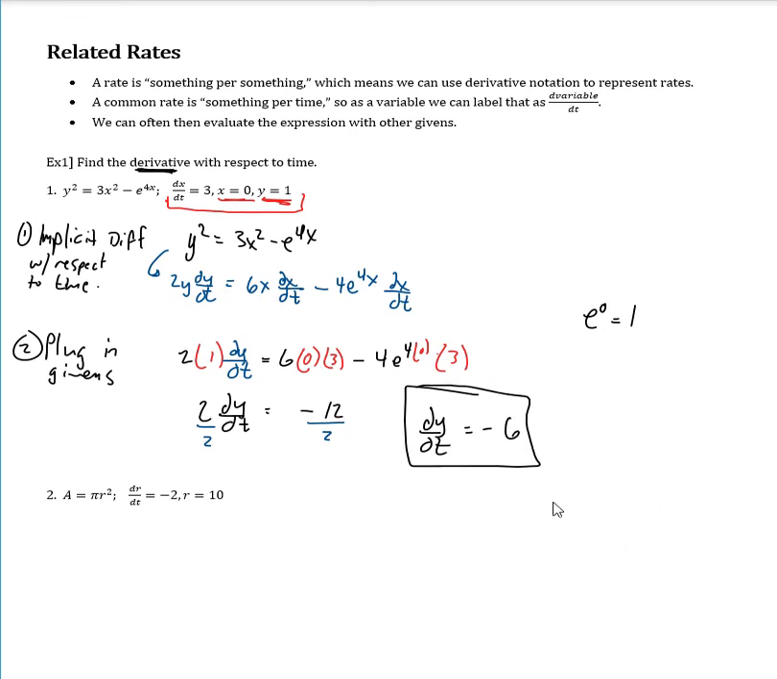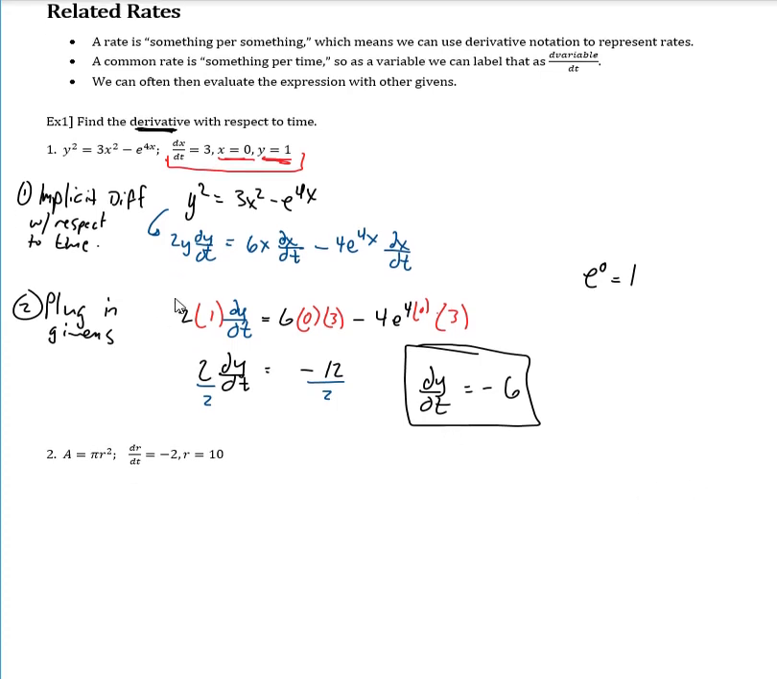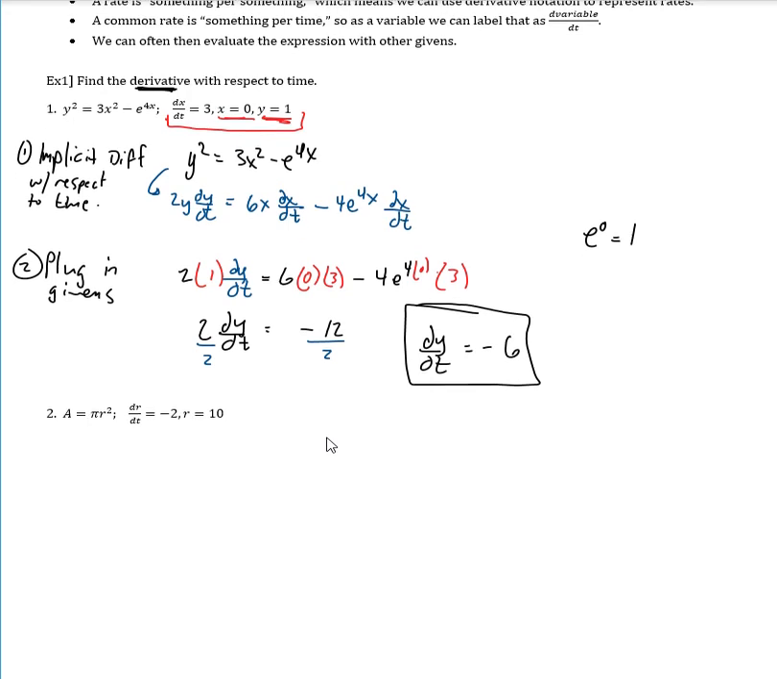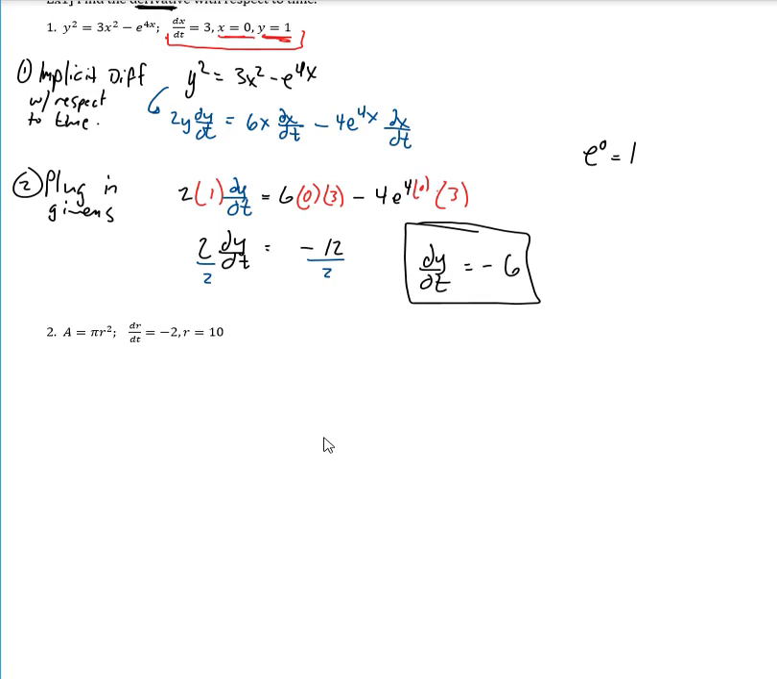Okay, so that's the rate of change of y with respect to t. So whatever y might represent per whatever time represents is some negative 6. We'll get to applications in another video, but the applications are very similar to this. We just have to deal with a word problem first. Okay, let's do one other here. It's the same steps. Use implicit differentiation, and then we'll plug in the givens.